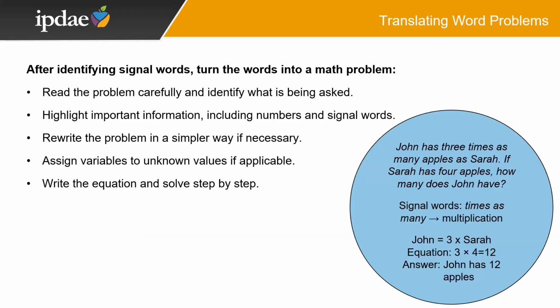Maybe this goes back to highlighting the important information. Just highlight or underline the signal words quickly, and then the student reads more closely to make sure the words are telling them what they believed they were telling them to do, kind of confirming their suspicions. And then rewrite the problem in a simpler way, right?